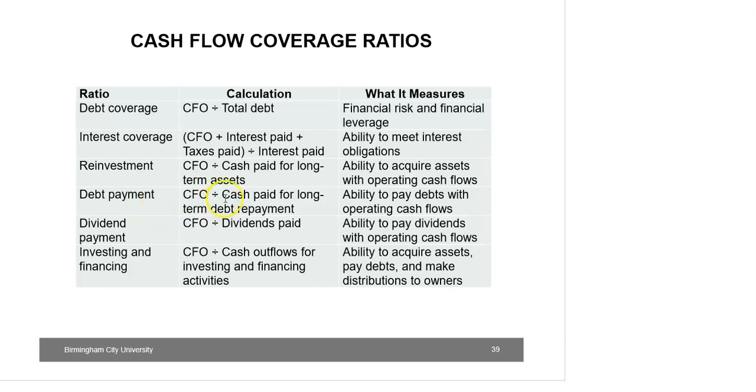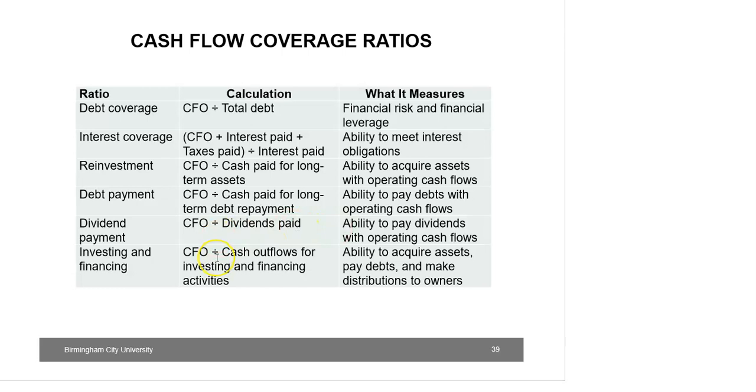Same is the case with debt payment ratio. The higher is the debt payment ratio, the better is the company able to pay debts with operating cash flows. The cash flows to dividend paid or the dividend payment ratio measures the ability of the firm to pay dividends with operating cash flows. Again, the higher is this ratio, the better it is.